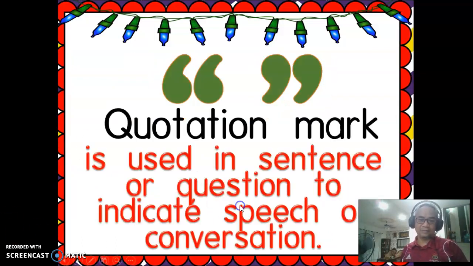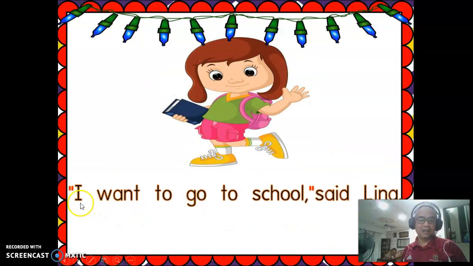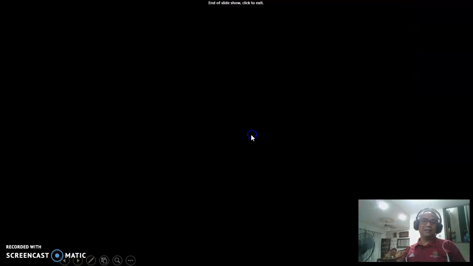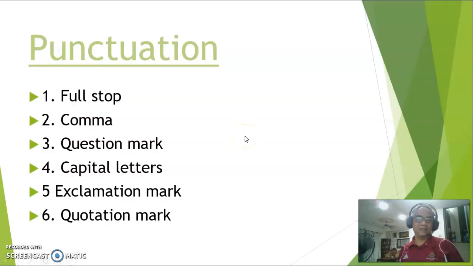Quotation mark. Quotation mark is used in sentences or questions to indicate speech or conversation. Example, quotation mark, I want to go to school, comma, quotation mark, said Lina. So that's the punctuation we learned today.